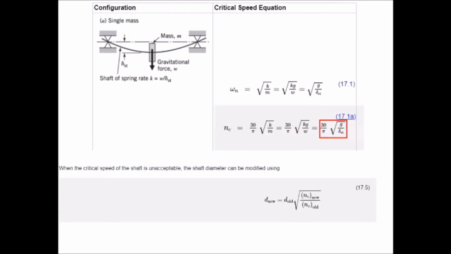So now we take a look at figure 17.5. We're going to go to part A for our configuration. We can see this is the situation we have: a single mass in the center, two simply supported ends, and our gravitational force acting down. So we go over to the right now to our critical speed equation. We can jump down to our N sub C that we're looking for, equation 17.1a. N sub C is equal to 30 over pi times the square root of g over delta st.